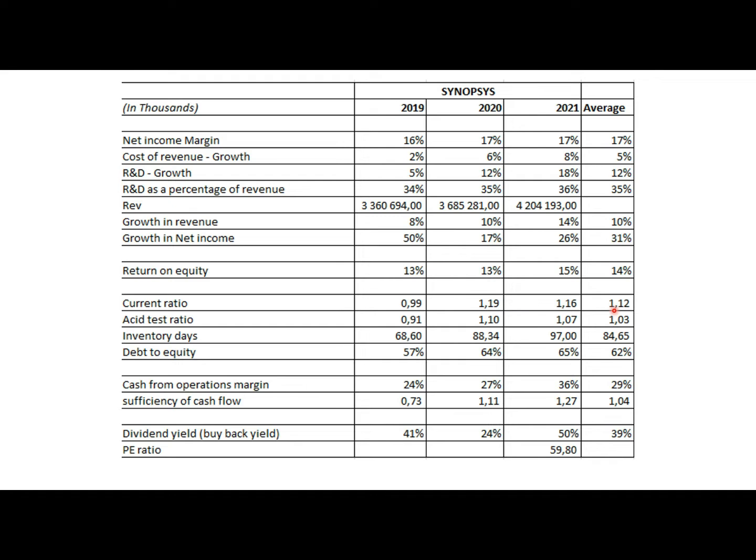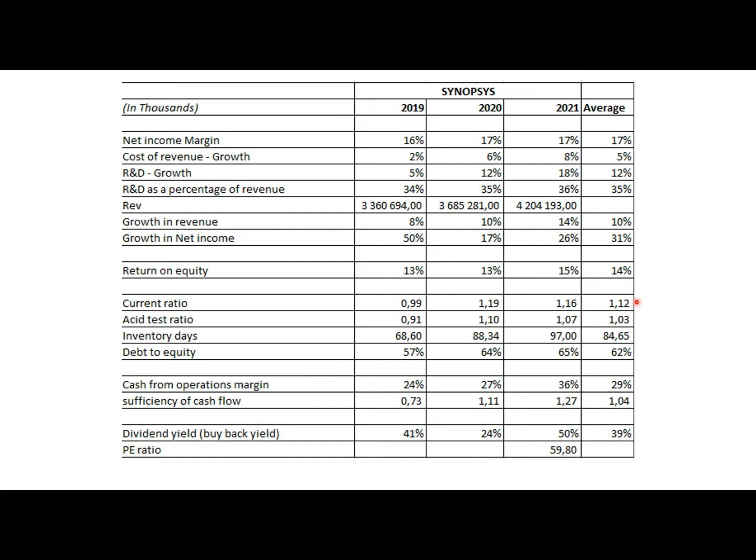Now the stability is mainly driven by the $1.6 billion in cash it has on its balance sheet. Below industry average, but not a bad thing, looking at the fact that it has been improving and it has been fairly stable. It's not such a bad thing. I see Synopsys as fairly liquid.